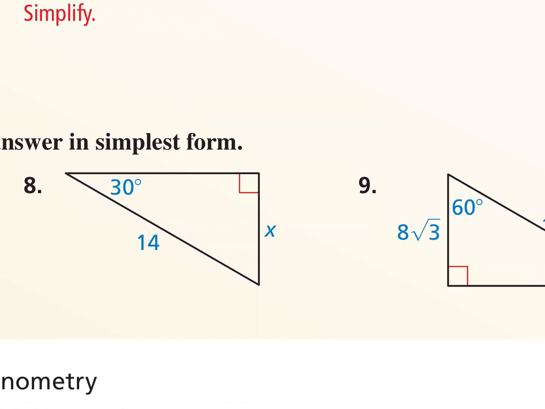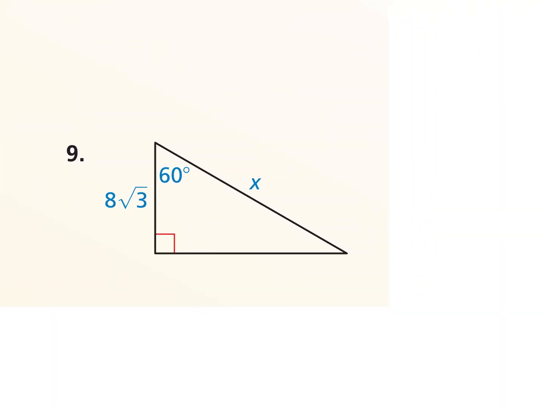Looking at number 9. This is a 30, 60, 90 triangle. So labeling opposite of 30, which is over here, this is my A. Opposite of 60, which is down here, this is my A radical 3. And then opposite of 90 is my 2A.